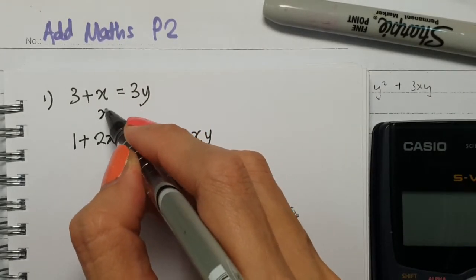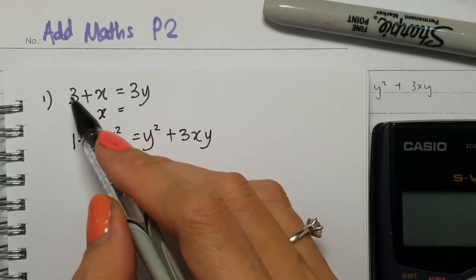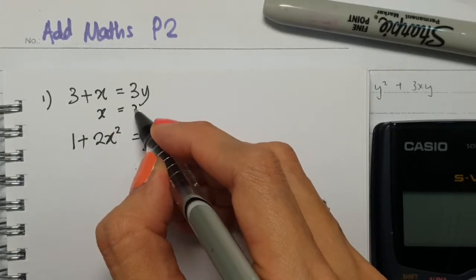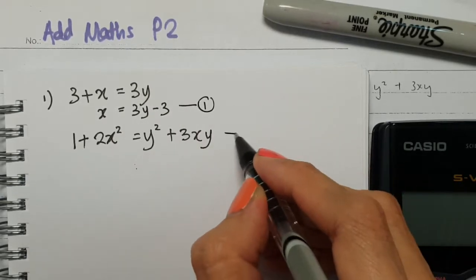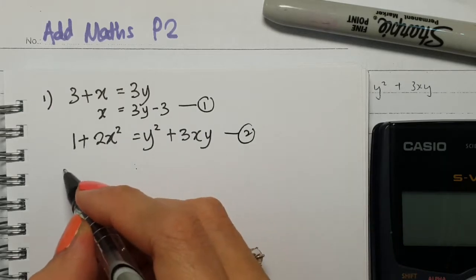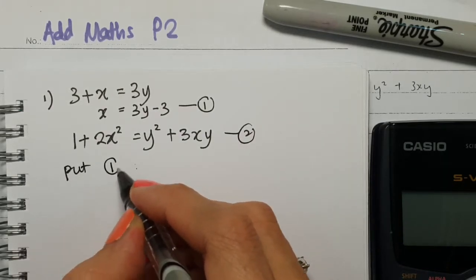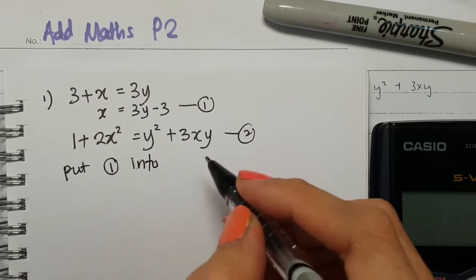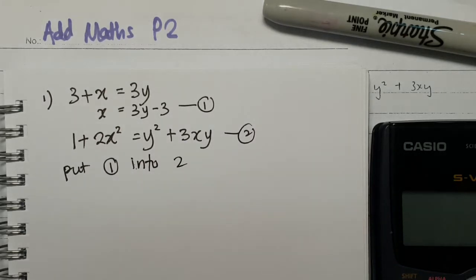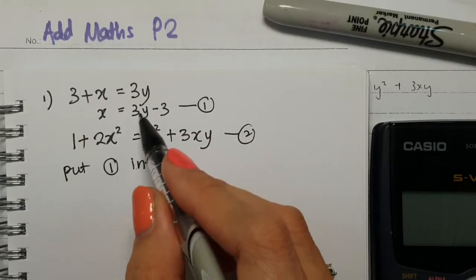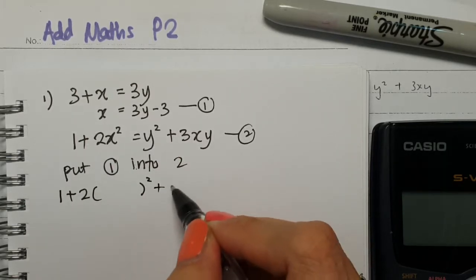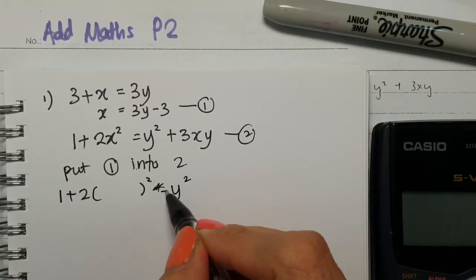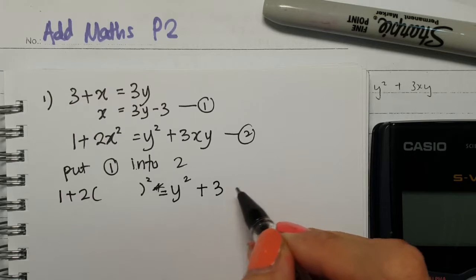So with that, I will just move the plus 3 across to the other side. We will have x equals 3y minus 3. Call this equation 1 and call this equation 2, and we shall substitute equation 1 into equation 2. So whenever we see x, we replace with this. So we have 1 plus 2x squared plus y squared, equals to y squared plus 3xy.